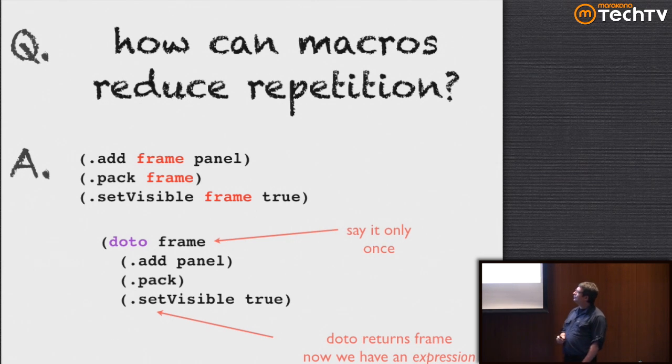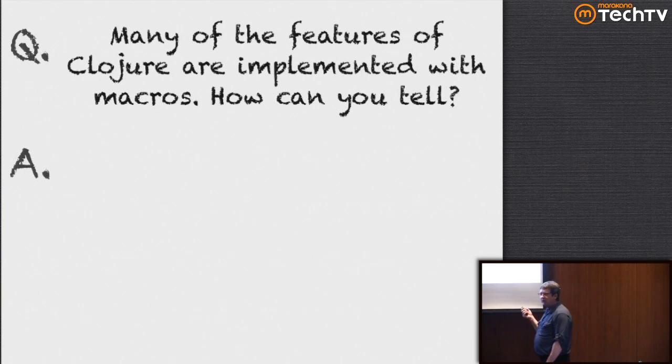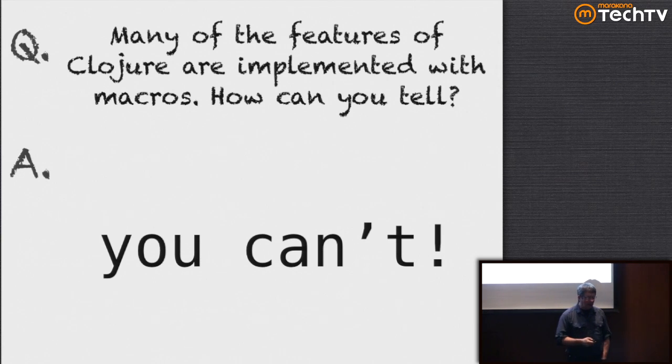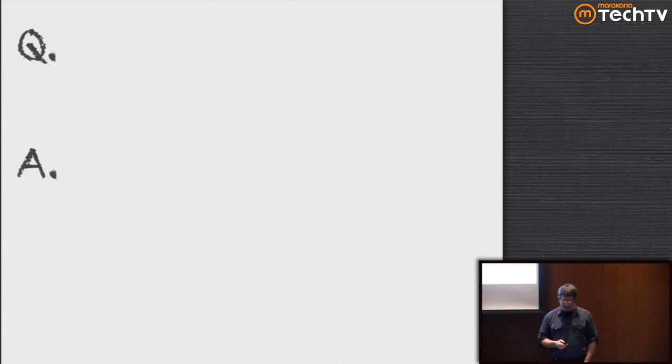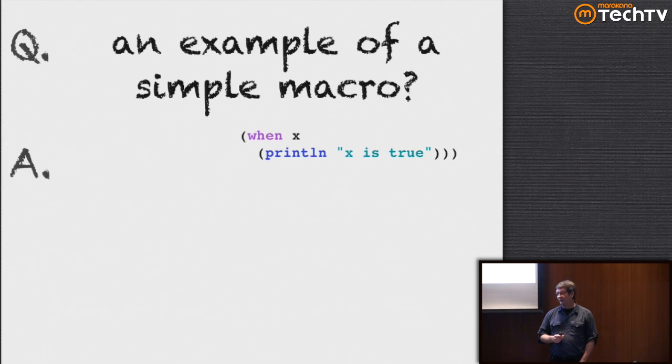I'll create a doto frame and then do all these things to it, say it once, and then that doto actually returns an expression so you can do some other stuff to it. So we've used a macro there to eliminate this duplication and got it down to just one of them, and now we have a better context for doing that. doto is a built-in macro in the Clojure world. There are actually a bunch of macros built in the Clojure world. A lot of the features in Clojure are implemented with macros. How can you tell which ones they are? You can't, and that's the point.